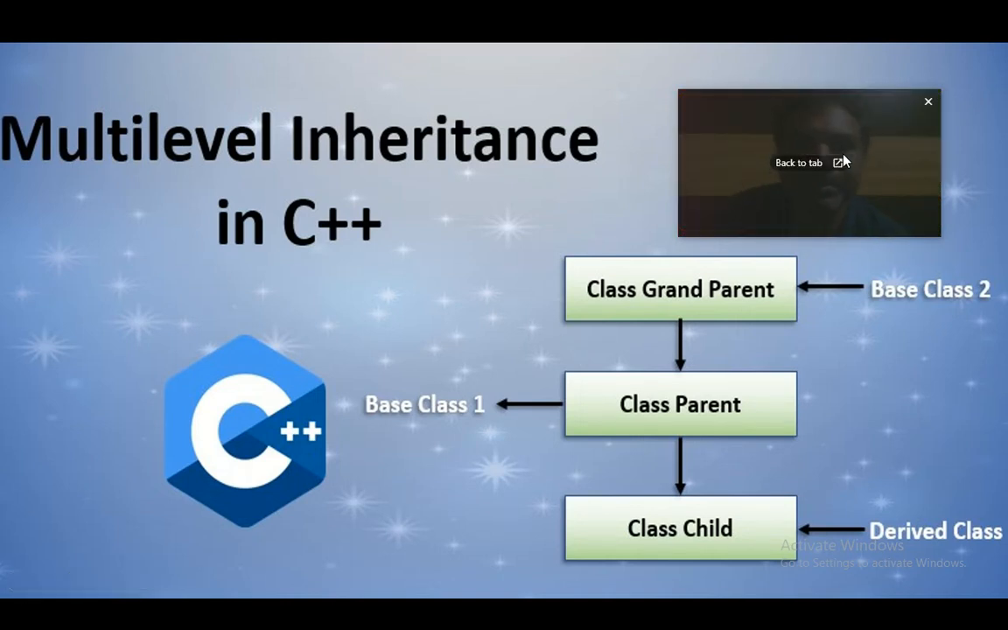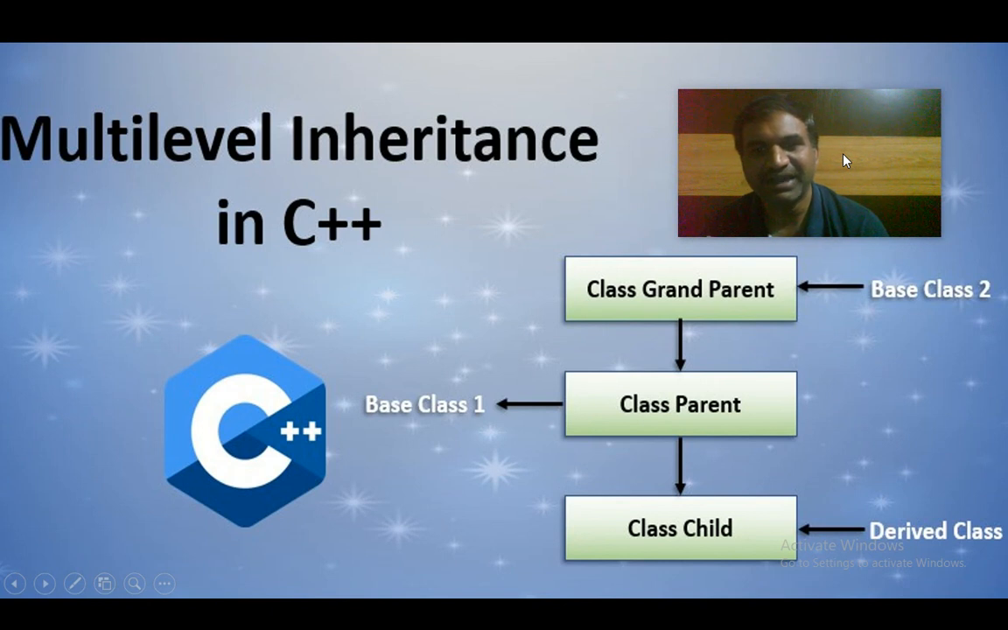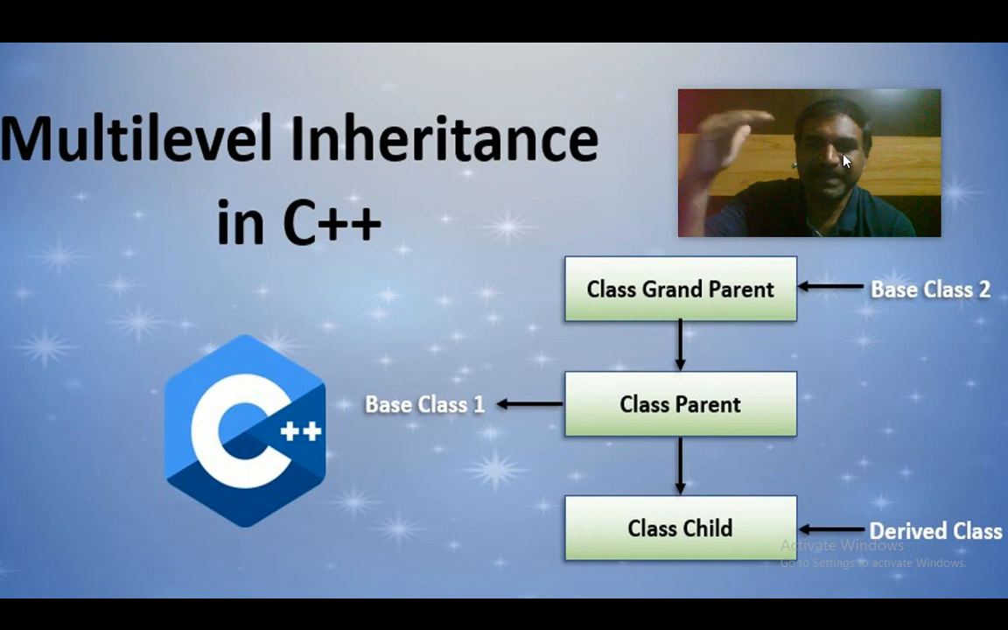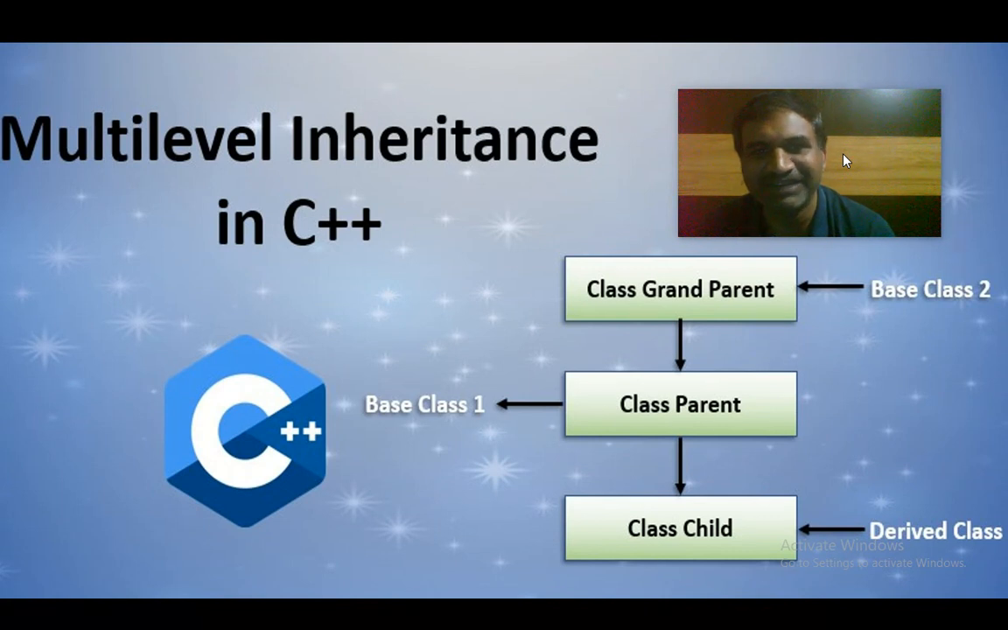Now, what do you mean by multi-level inheritance? There will be a base class, and the child class will derive from the base class, and once again the child will become a parent, and another child will derive from it. So grandparent, parent, and child. More than two classes are involved in this multi-level inheritance.